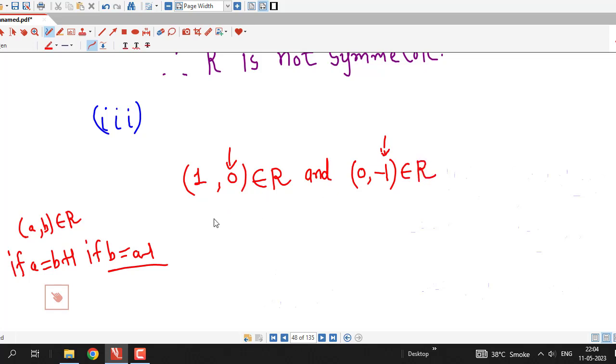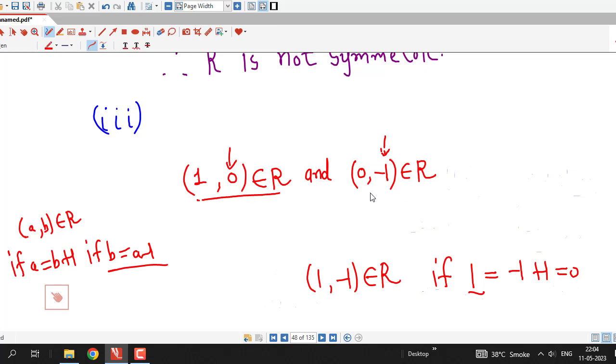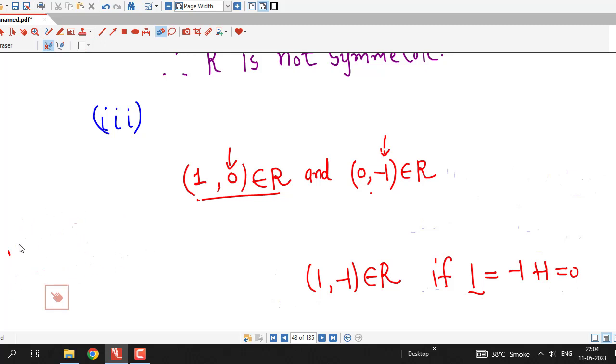And we have to check whether (1, -1) belongs to R or not. Now (1, -1) belongs to R if 1 equals the second component plus 1, that is 0. So here we have 1 equal to 0, which is not possible. So (1, 0) belongs to R, (0, -1) belongs to R, but (1, -1) is not in R. Therefore this relation is not transitive.